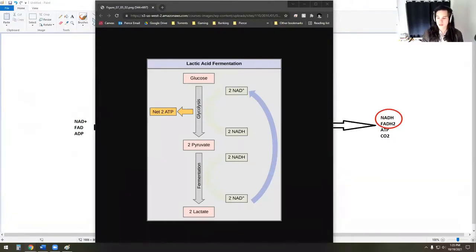So the final electron acceptor in cellular respiration, or the electron transport chain in cell respiration, is going to be oxygen. The final electron acceptor in photosynthesis is NADP plus, or NADP. If you can't remember the plus, I'll get the point.